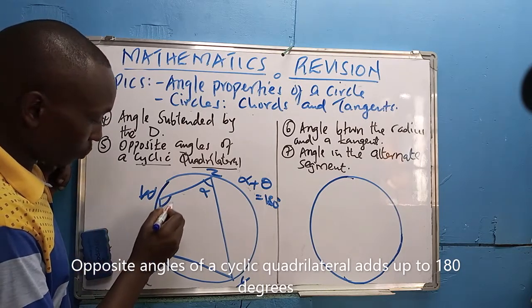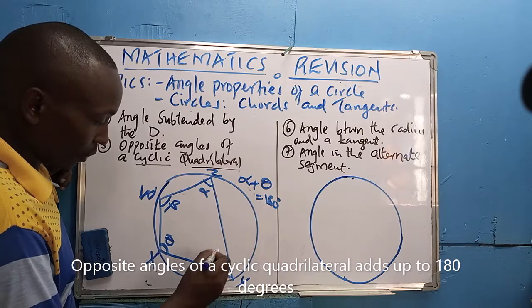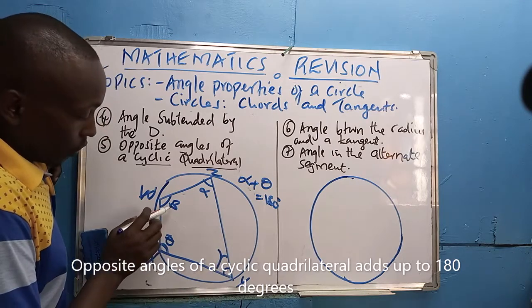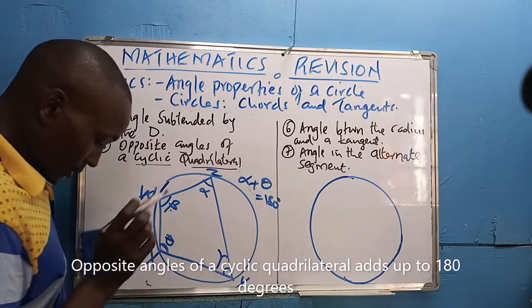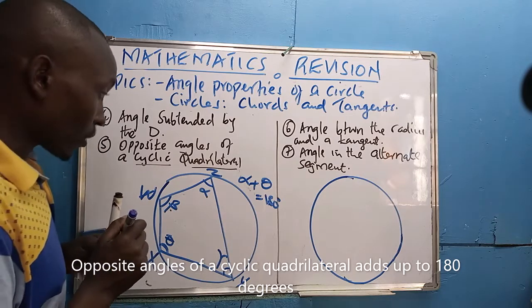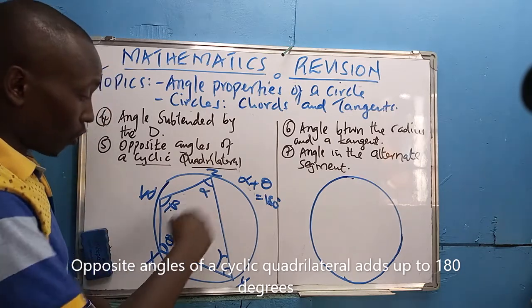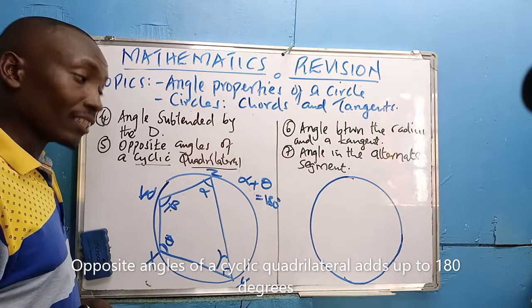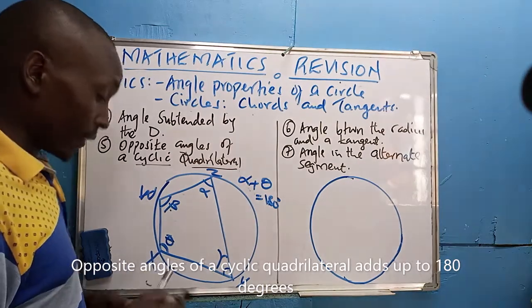If I have this one, maybe it's beta, and this one maybe is gamma, then beta plus gamma will give you 180. So the opposite angles of a cyclic quadrilateral add up to 180.